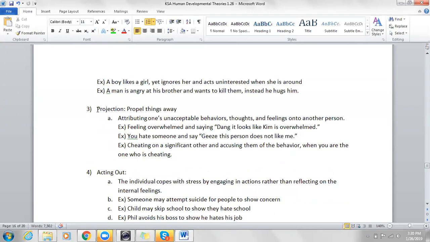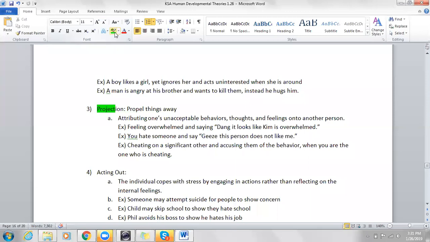Defense mechanism number 3, projection. Key emphasis on the word project, because you're projecting, think of a projector, goes from the camera onto a bigger surface. You're that camera and you're putting your behavior or your feelings on someone else. So you're propelling things away from you. So example number 1, you're feeling overwhelmed and you say, "Dang, it looks like Kim is overwhelmed."